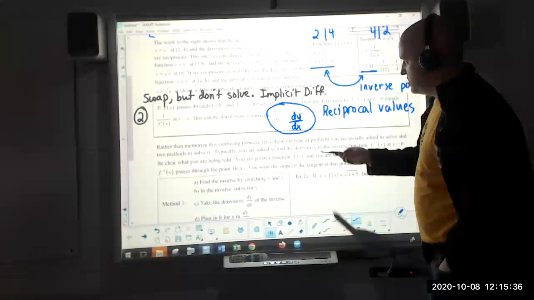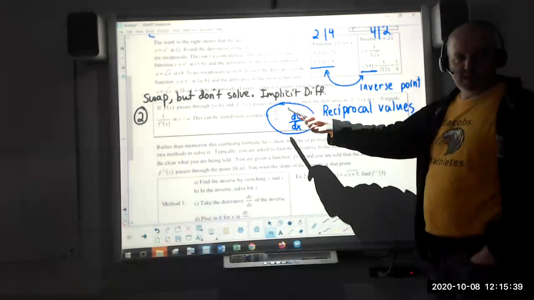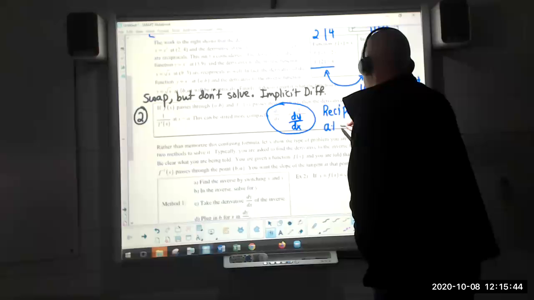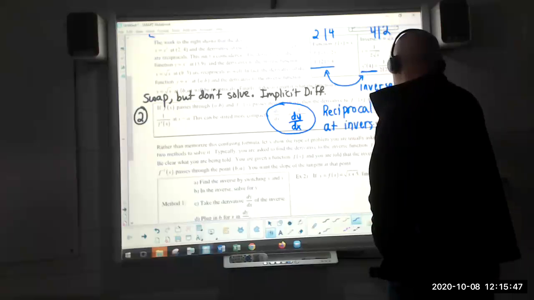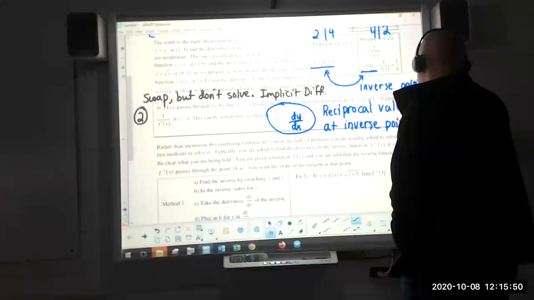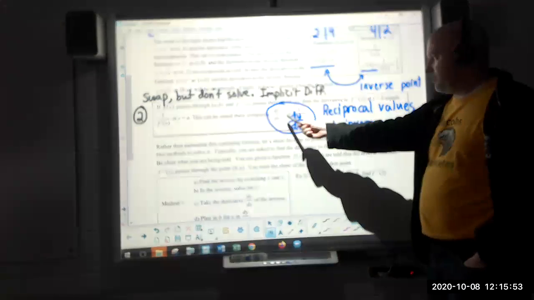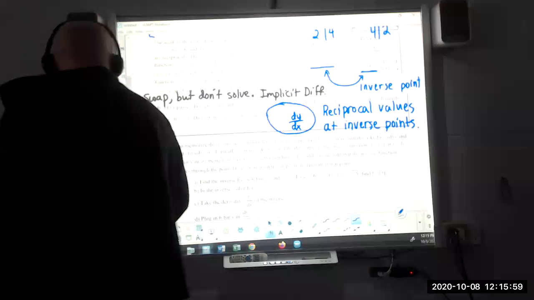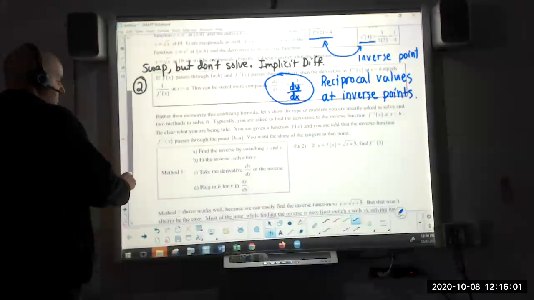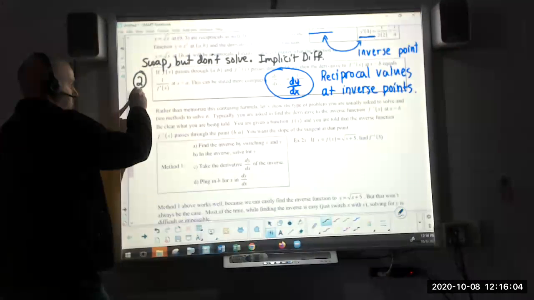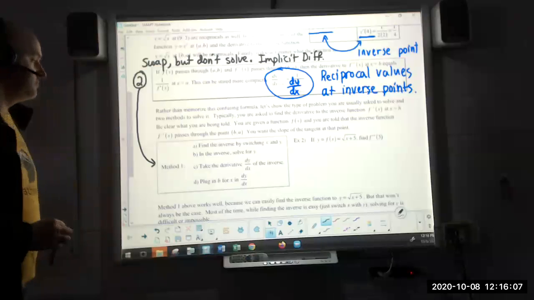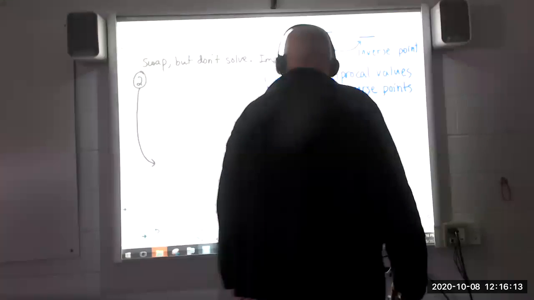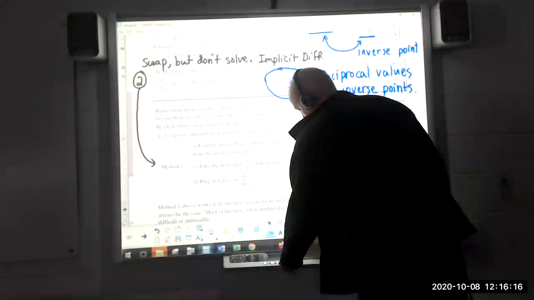And what it's saying is we have reciprocal values, right? If you have dy dx here and you take the 1 over dy dx, that's talking about the reciprocal. And it's at inverse points, just like we talked about in Desmos, just like we talked about on here. (a, b), the inverse point is (b, a). So this is the second thing that you can do. So you can, like it spells out here, find the inverse by switching x and y, take the derivative and substitute in.